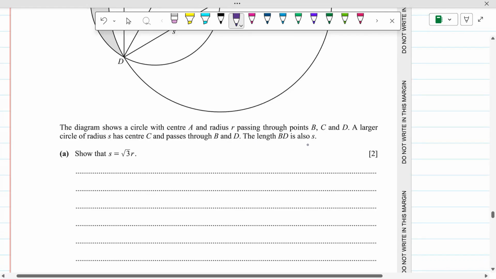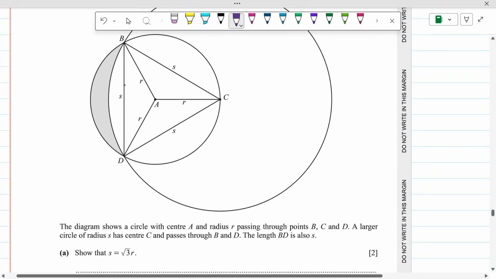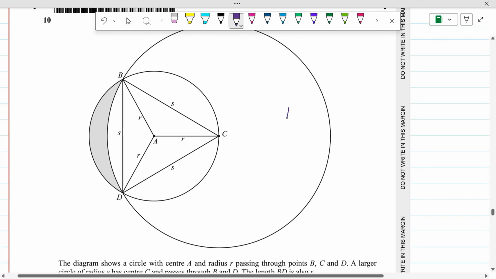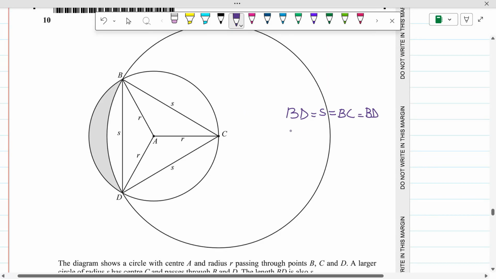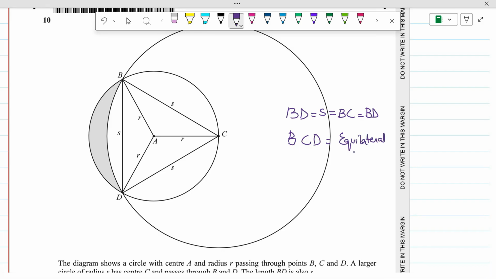The length of BD is S. From the given figure, we can see that BD is equal to S, which is equal to BC, which is equal to BD. So we can say that BCD is an equilateral triangle.